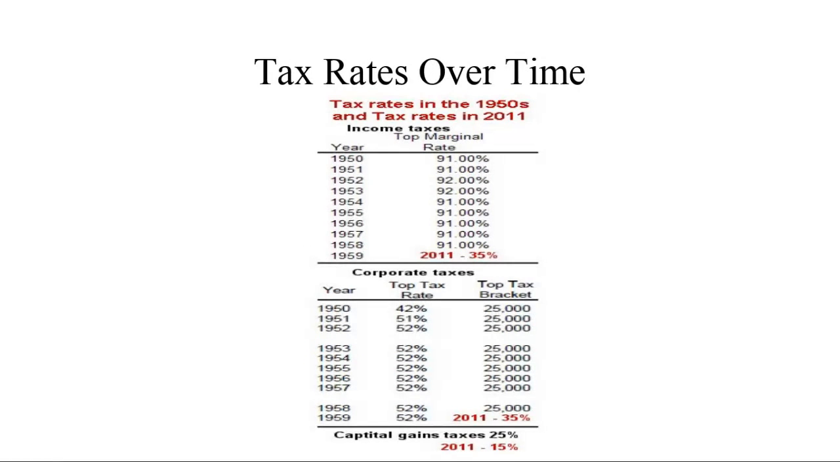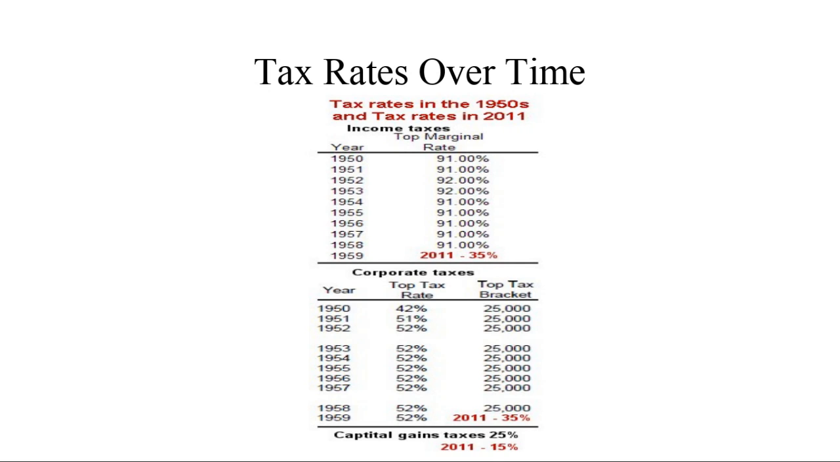Okay, so I want to show you this chart of how tax rates have changed over time. From 1950 to about 1968, the 1%, give or take, paid about 91% in income tax. So the wealthiest Americans paid huge amounts of taxes. Currently, they pay about 35%. So we've seen an almost 60% decrease in the amount of taxes being paid by the wealthiest Americans.